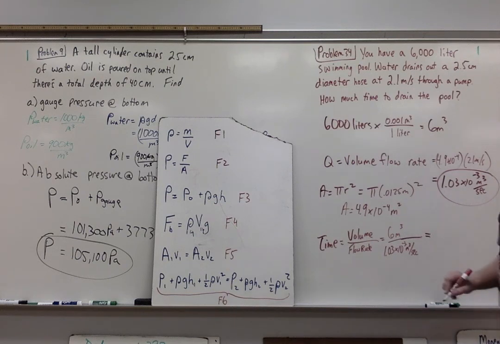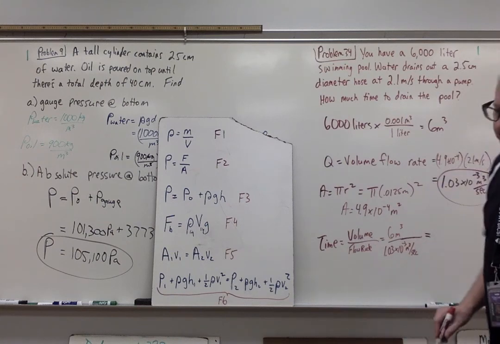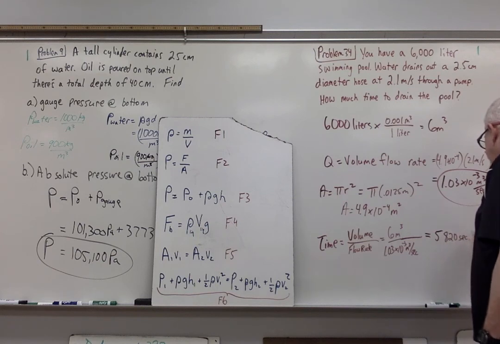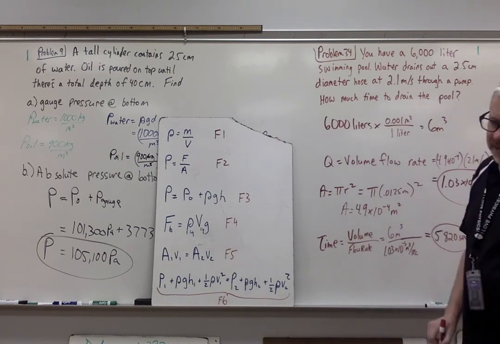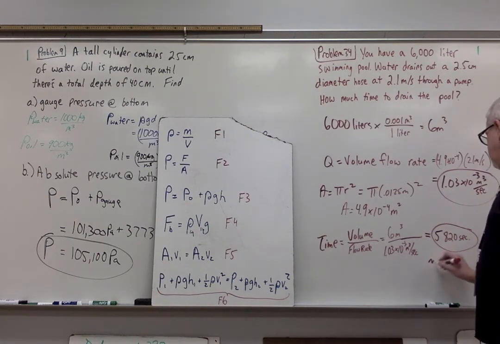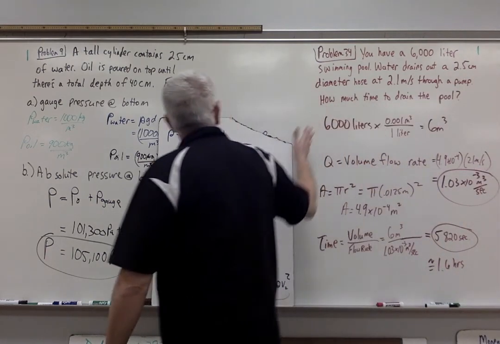I should end up with quite a few, 6 divided by a small number. And in fact, that gives me about 5,820 seconds. And that's a little less than 2 hours. That's about 1.6 hours. Not a little less. That's a decent chunk less than 2 hours. So that's how we go through that type of problem.